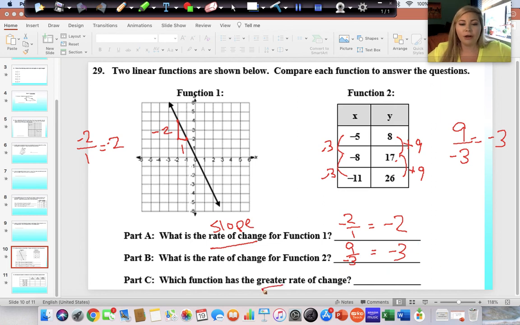Which function has a greater rate of change? Greater just means bigger, right? And normally 3 would be bigger than 2, right? But we're talking about negative numbers. So negative 2 is actually higher than negative 3. So your negative 2 is going to be your bigger number. So, it asked me which function. It didn't ask me for the slope. It said which function. So the function is function 1 because it is negative 2. Function 1.